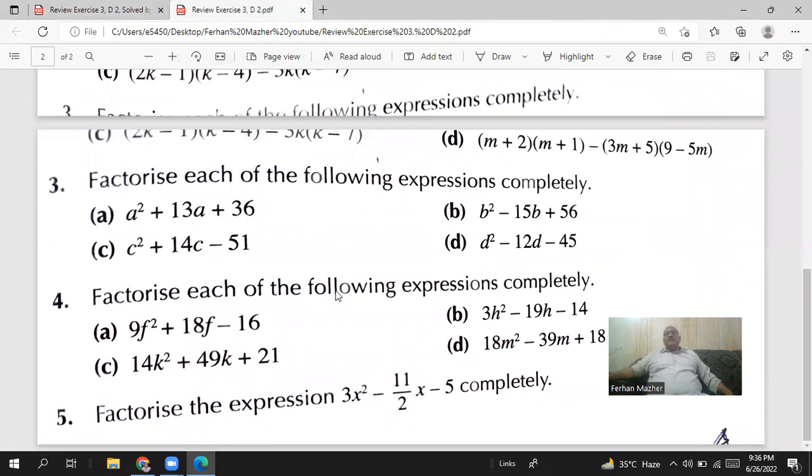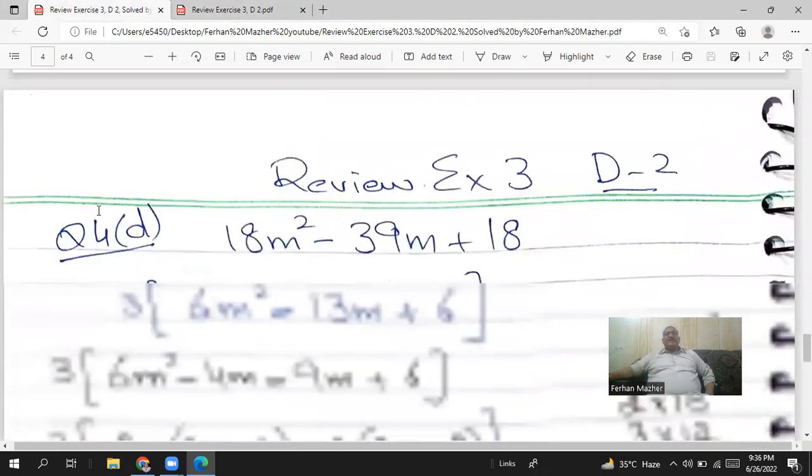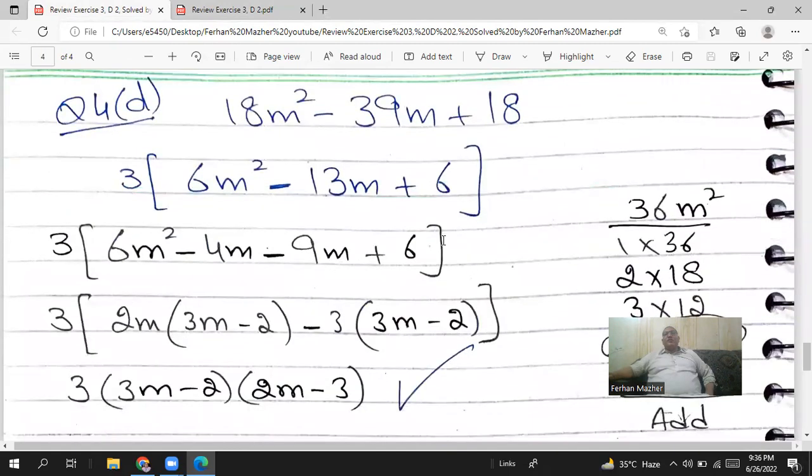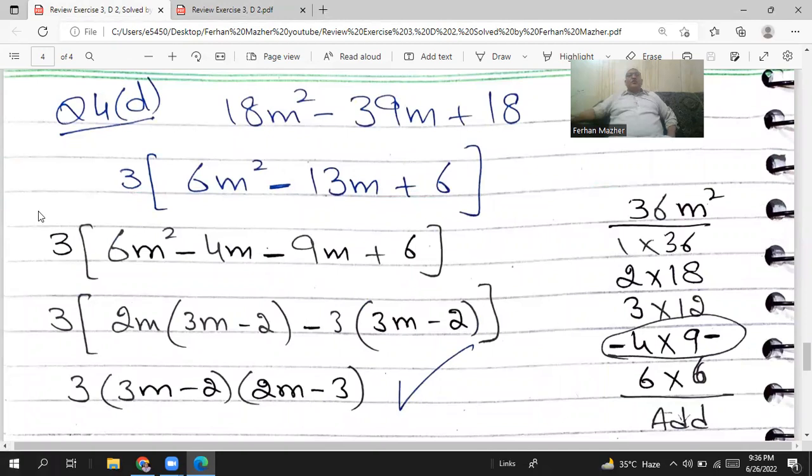Okay, so question number 4, D part, 18m square minus 39m plus 18. So let's learn how to factorize it. So this is the D part coming up on your screen. Question number 4 is D part. It says 18m square minus 39m plus 18.